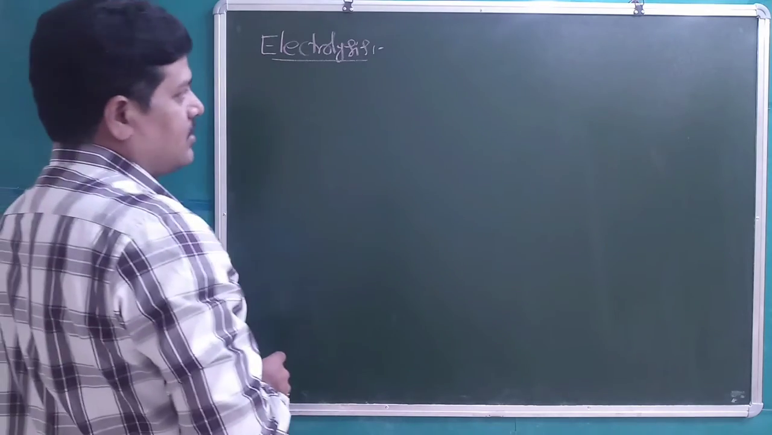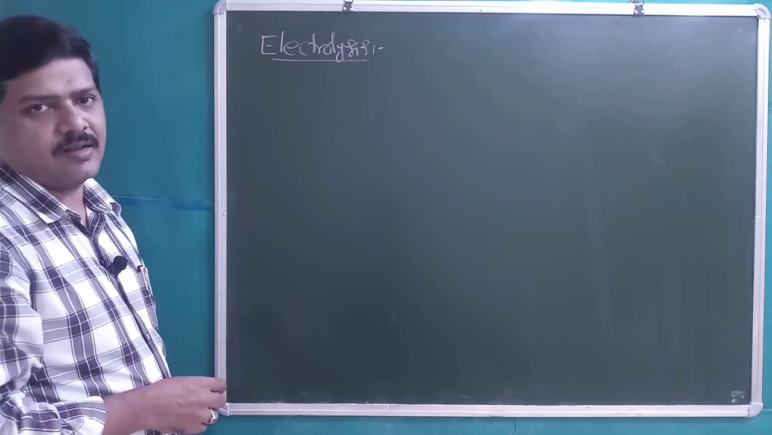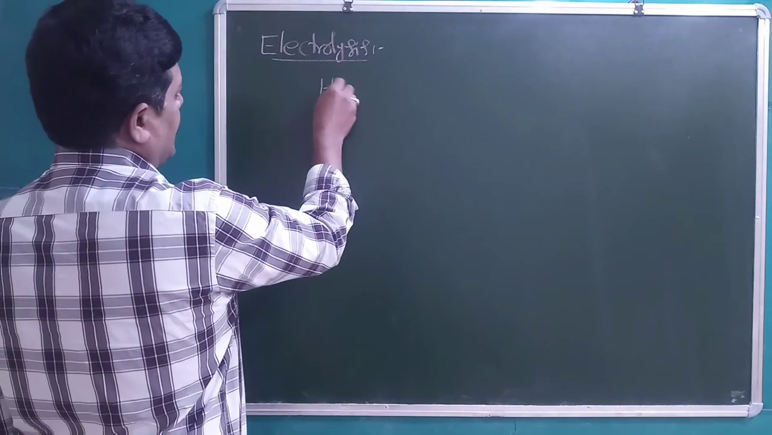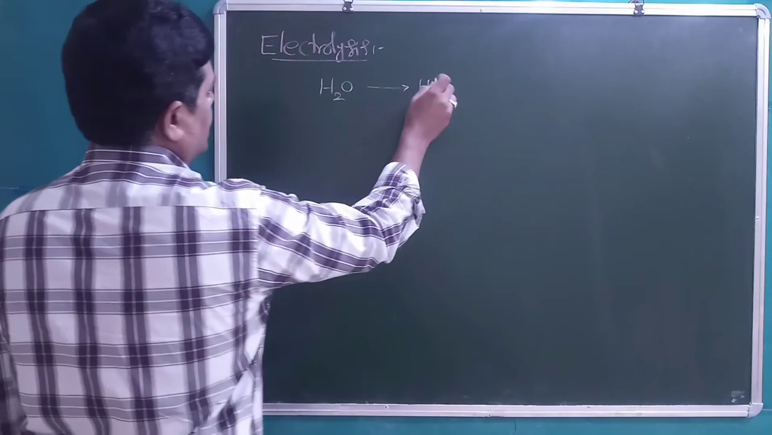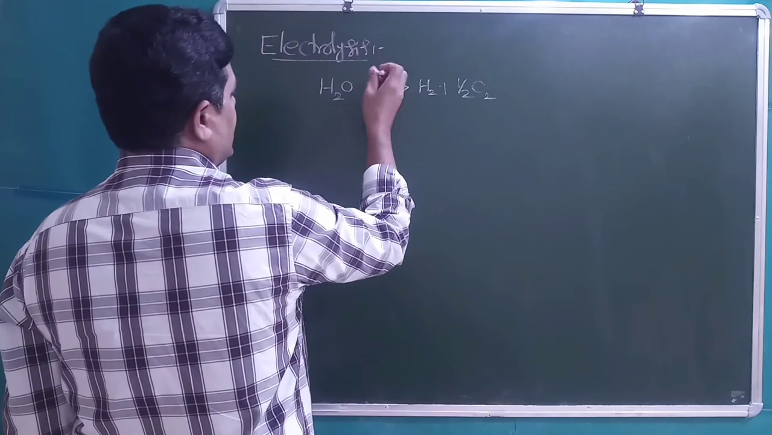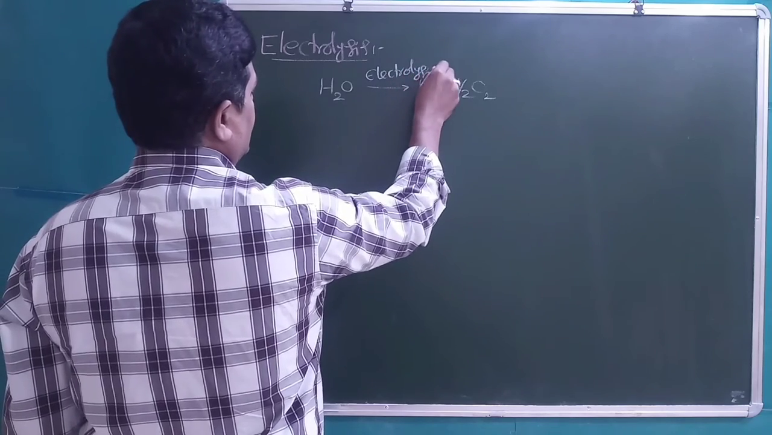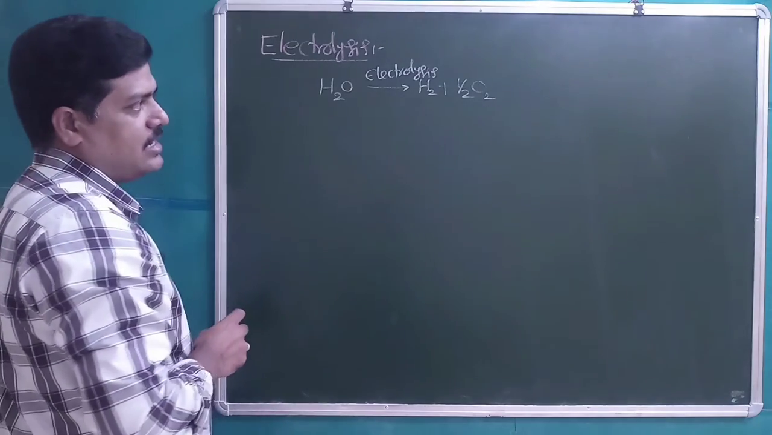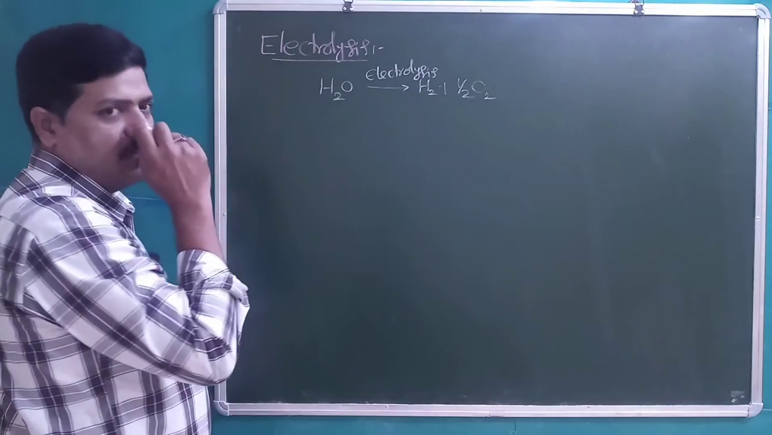Students, electrolysis was first done by two scientists, Nicholson and Carlisle. In the year 1800, they did the electrolysis of water and were able to produce H2 gas and O2 gas. This is a non-spontaneous process. In electrolysis, a chemical reaction is carried out by using electricity. They did the electrolysis of H2O, acidified water.